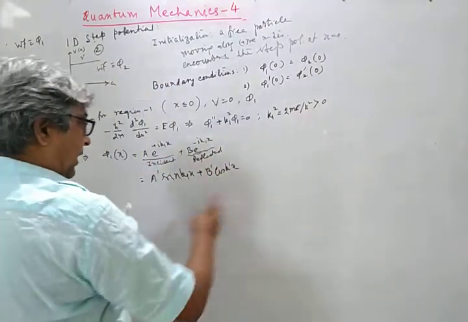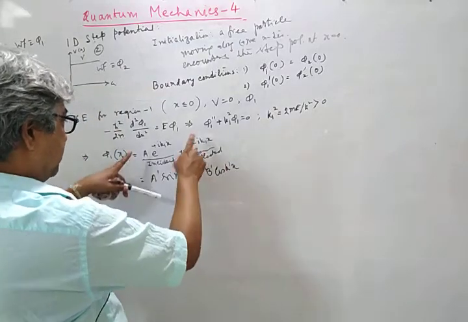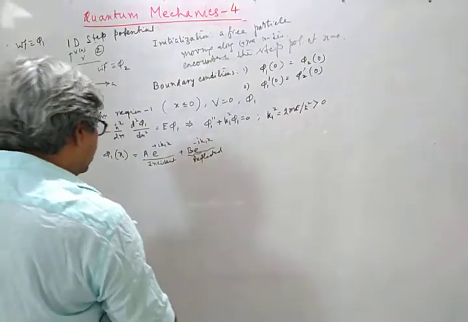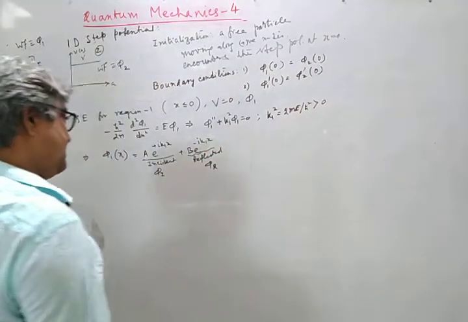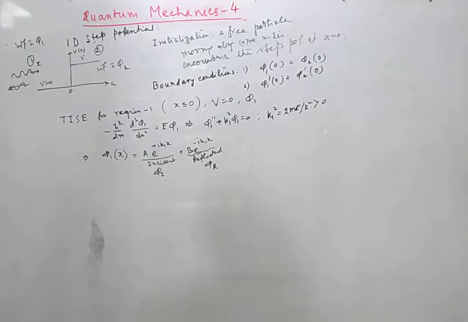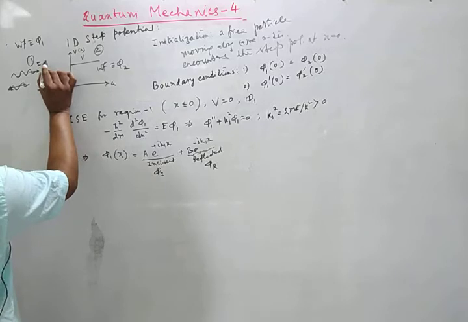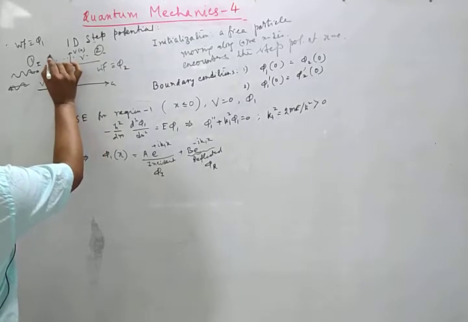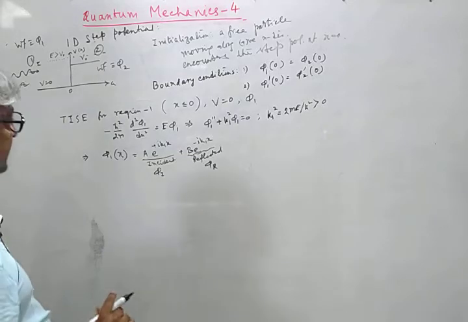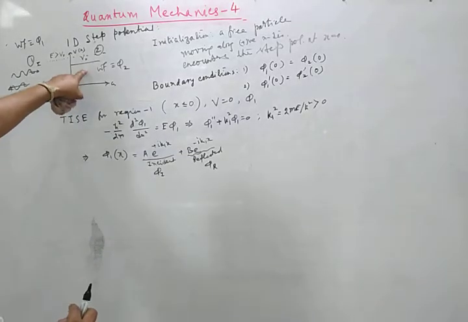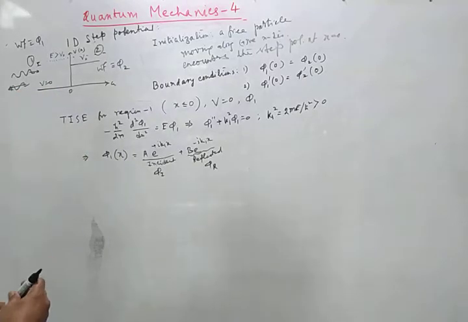In that sense, we are not opting this solution, but we are opting this solution and identify that this is the phi incident and this is the reflected wave. Coming to region 2, the solution of region 2 will depend on the relative value of V and E. If E is greater than V0, then the solution will be sinusoidal in region 2, and we consider this case first.